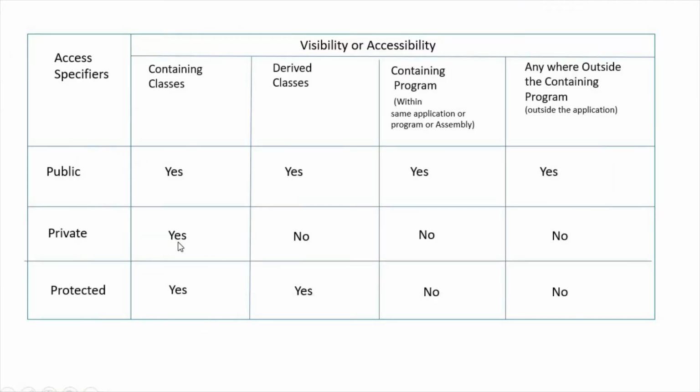In this way, a private variable is accessible within the containing class only, and it is not accessible in the derived class and the containing program.